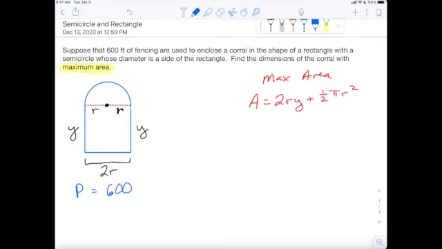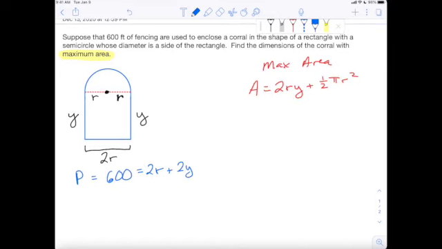So I just have to make an equation for that perimeter. You've got the sides here of 2r plus 2y plus this curved portion from the semicircle. That is half of the circumference. The full circumference is 2 pi r, so half of that would be pi r. That would be the distance around the semicircle. So I'm going to include that in my perimeter equation. So you have 600 equals 2r plus 2y plus pi r.